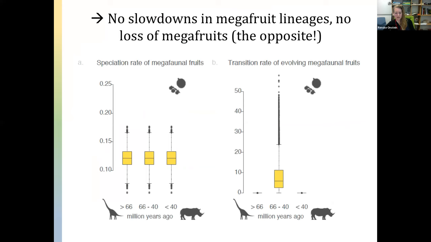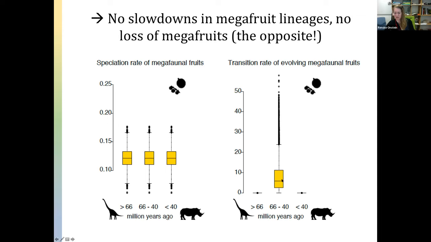So first looking at the megafaunal fruits. Here we have speciation rates, here we have them for the three time slices. So the dinosaur times, the mega herbivore gap, and then the large mammal time. And we see actually for lineages with megafauna fruits that their speciation rate didn't change over time. So we don't find support for this idea that during the mega herbivore gap, there were slowdowns.